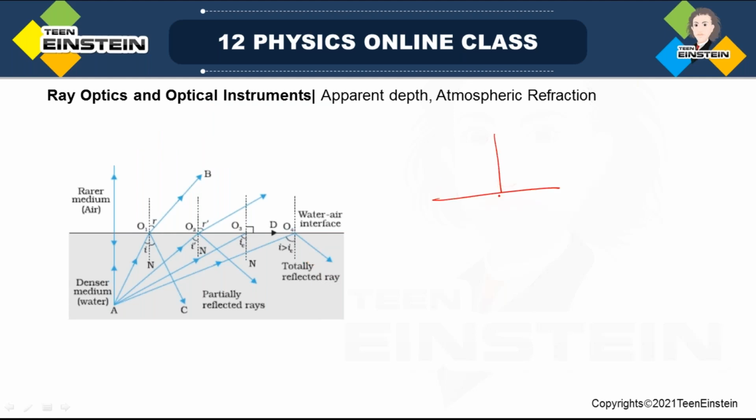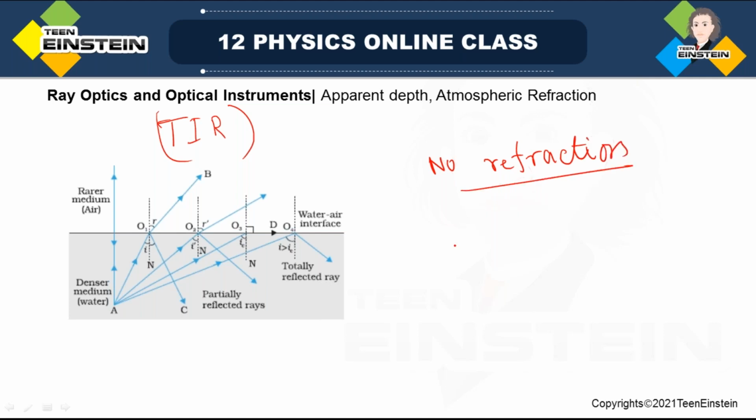Even in normal reflection there will be at least some refraction, but this is the case where the light gets reflected totally, which means there will be no refraction. In total internal reflection there is no refraction. The whole light will be reflected back to the same medium. So this is called total internal reflection.